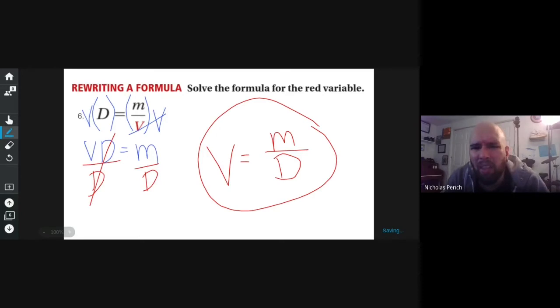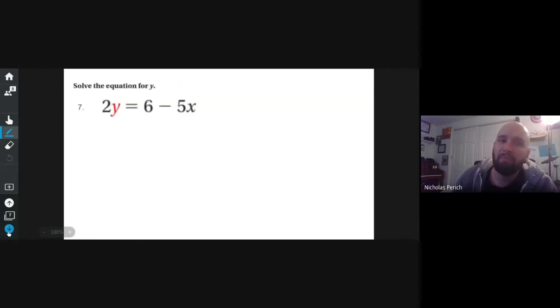You should be looking at these and saying, well, that's not that bad. These aren't that bad at all. Like he said, all I'm doing is just trying to get the red thing all by itself, and I'm doing the opposite of other stuff to get rid of it. That's it. Does it get worse? Does it get harder? I guess we'll find out. And the answer is yes.